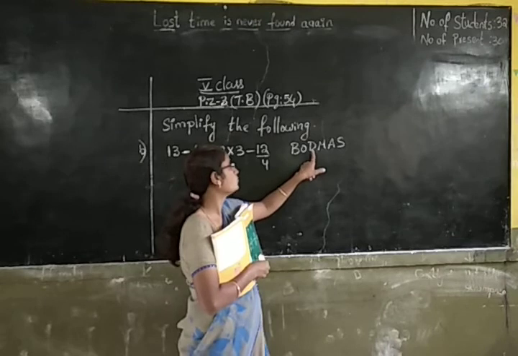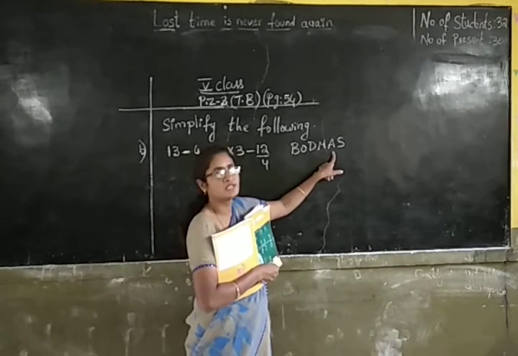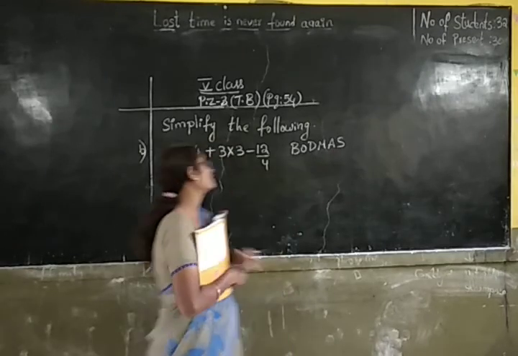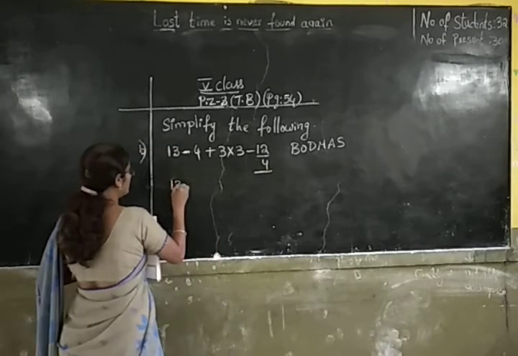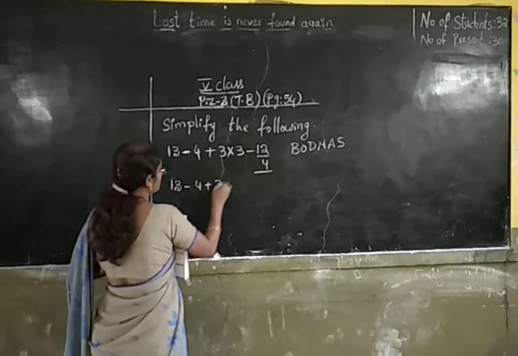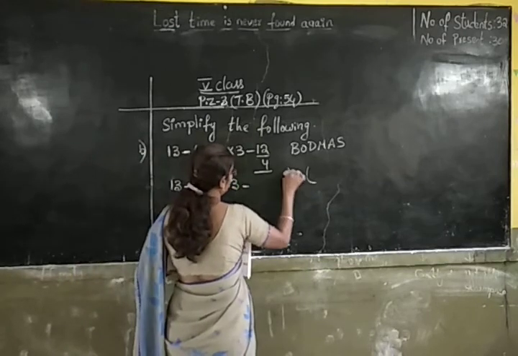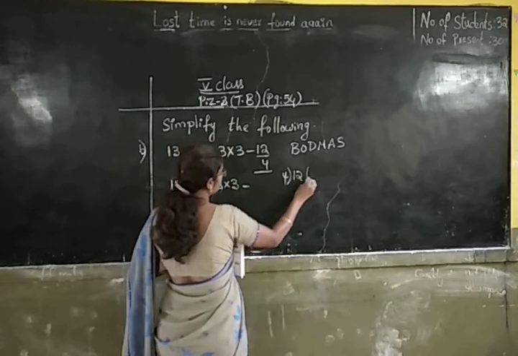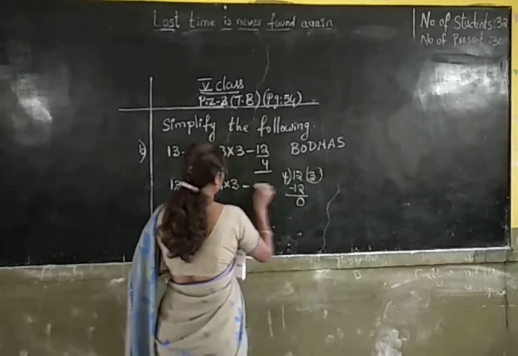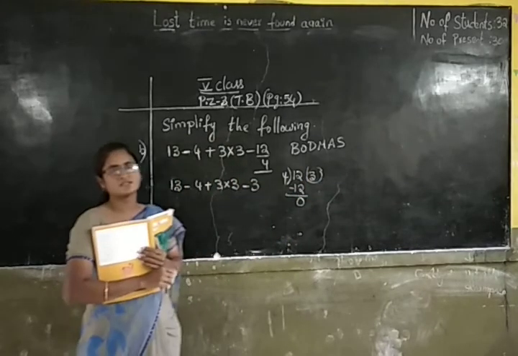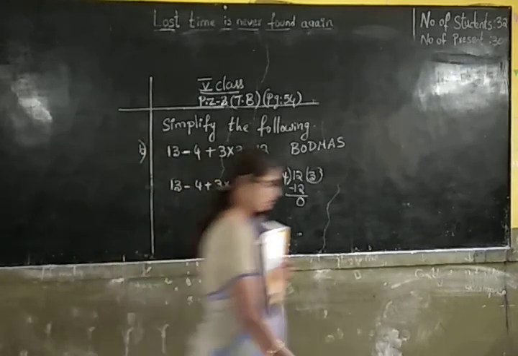According to the BODMAS rule, first we have to divide, then we have to multiply, then we have to do the addition, and at the last we have to subtract. So let us solve the division term first. So 13 minus 4 plus 3 into 3 minus 12 divided by 4. So how many times does 4 go in 12? 4 goes 3 times in 12. So the answer is 3. So after division, what is the next operation you have to do? You have to do the multiplication.